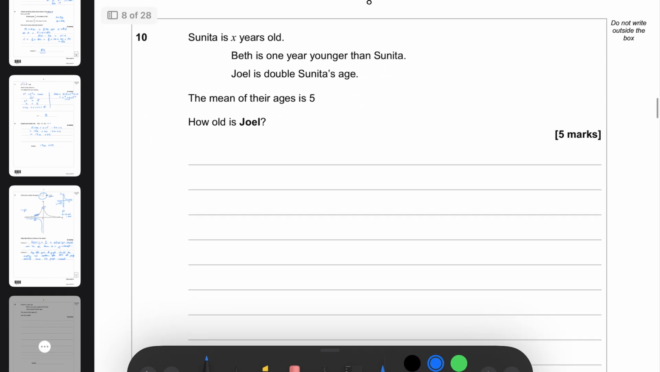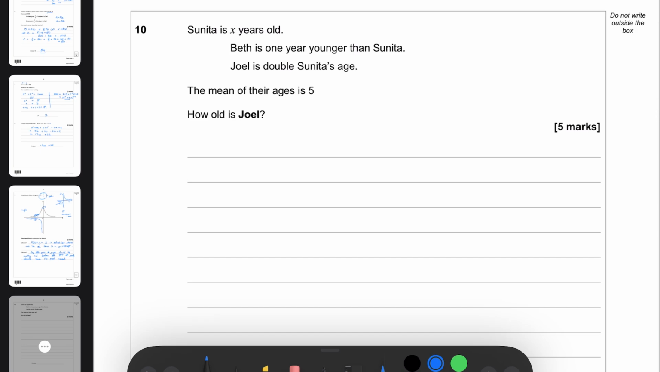And question 10. Sunita is x years old, Beth is 1 year younger than Sunita, and Joel is double. So pretty simple then, and they also give you the x, right? So S is x years old, Beth is x minus 1, and Joel is double Sunita's x, so Joel is going to be 2x.